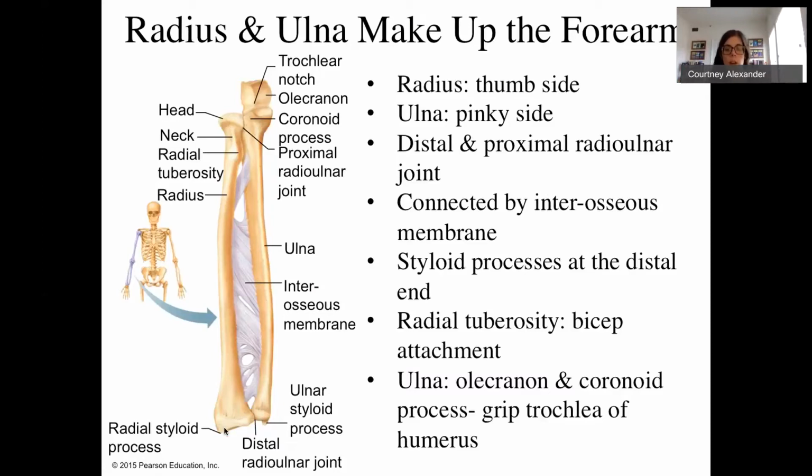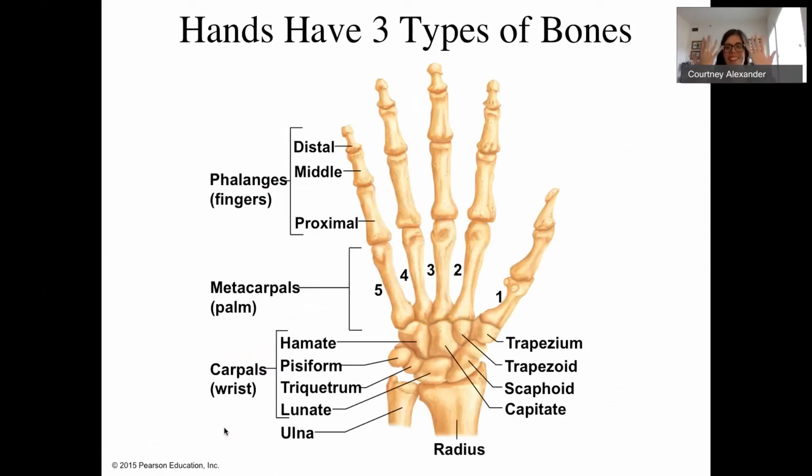On the ulna, we have an olecranon process, which is the bumpy part of your elbow. It helps grip onto the trochlea of the humerus. Let's talk about our hands. Hands have three types of bones. We've got phalanges, metacarpals in our palms, and carpals in our wrist.